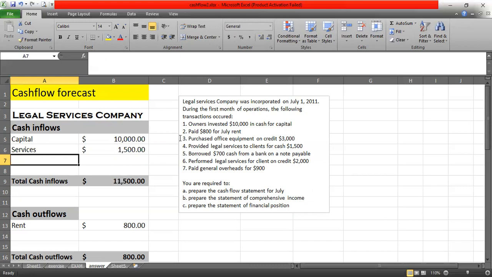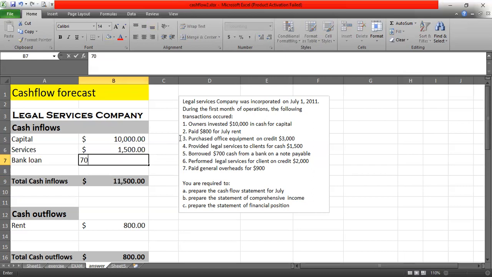Borrowed $700 cash from the bank on notes payable. Since the company is borrowing money from the bank, it causes cash to go into the company. So it is a cash inflow from the bank. Although it's a loan and is categorized as liabilities, that will be covered in the statement of financial position. As for now, for the cash flow forecast, we simply type bank loan for $700 cash.